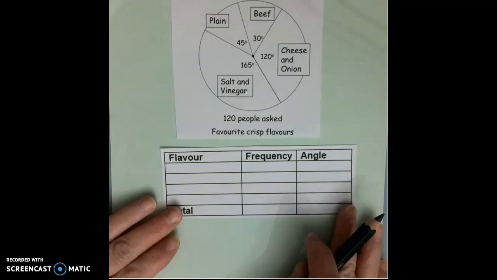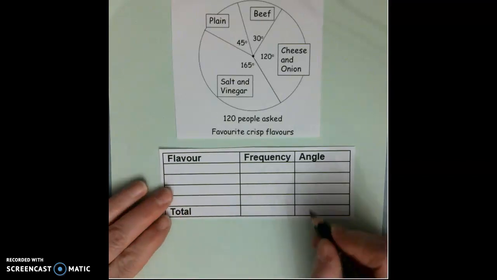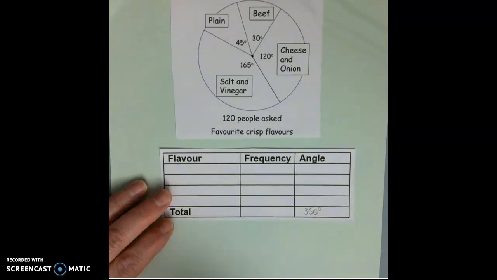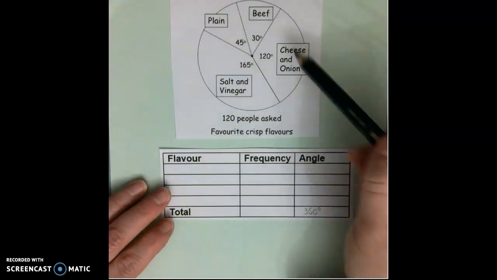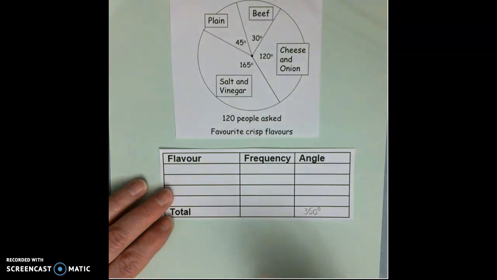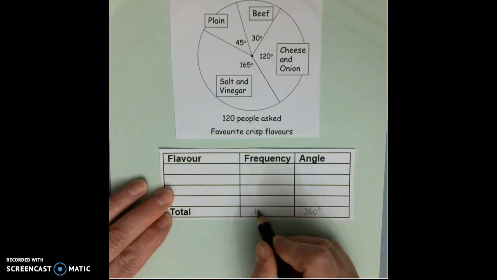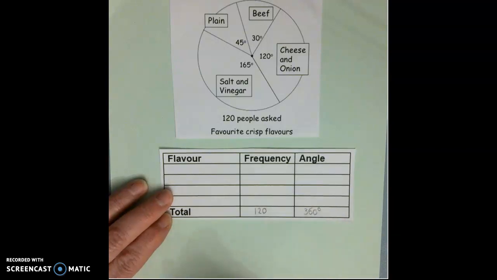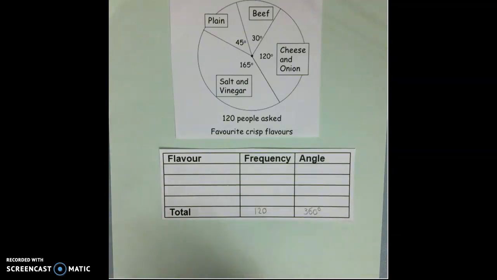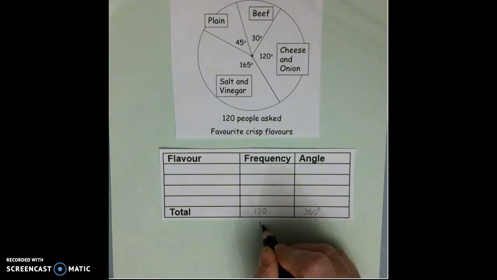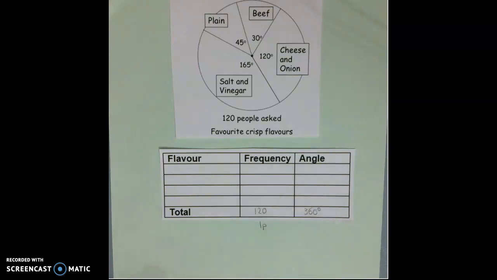So looking at the table, the total angles in a circle is 360 degrees. So we know that all the angles in this circle add up to 360 degrees. And we also know that 120 people were asked. So basically there's a ratio there, 120 people to 360 degrees. So what if we wanted to know how many degrees one person was?